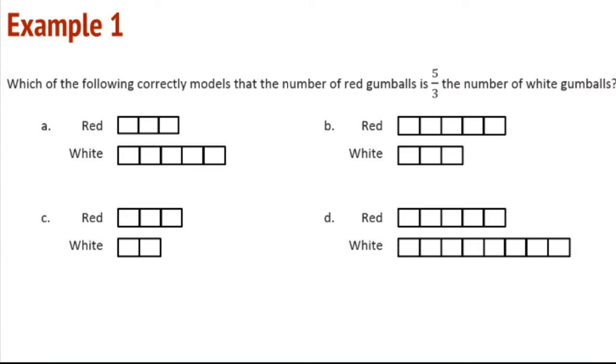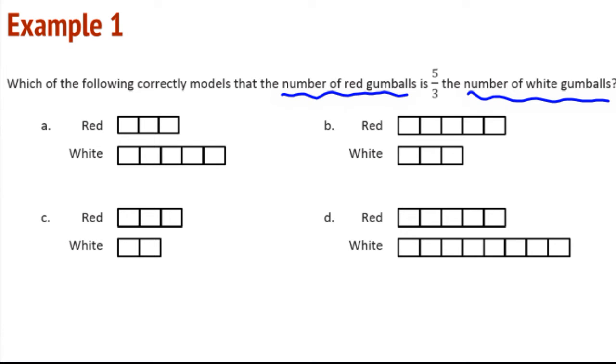All right, so taking a look at example 1 here, which of the following correctly models that the number of red gumballs is 5/3 the number of white gumballs? So I really need you to pause here. I need you to think this through. Which of these is going to show that the number of red gumballs is 5/3 of the number of white gumballs? So let's take a look at what each of these illustrations is showing us. So we've got the red gumballs and we've got the white gumballs. And it says the red gumballs is supposed to be 5/3 of the white gumballs.